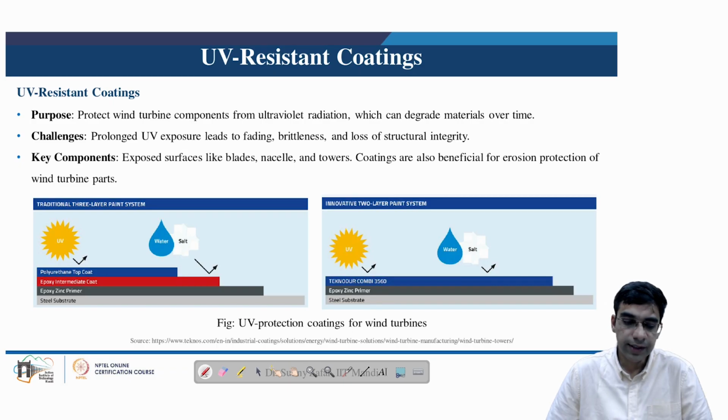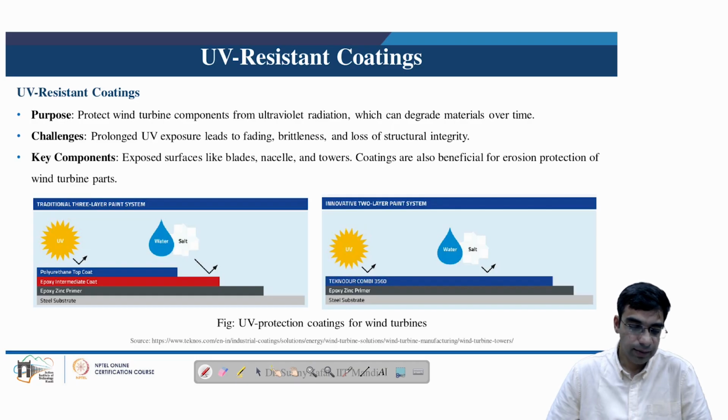The key components which are exposed to ultraviolet radiation include the blades of the wind turbine, the nacelle and the tower. The coatings of ultraviolet resistant materials are also beneficial for erosion protection of wind turbine blades.